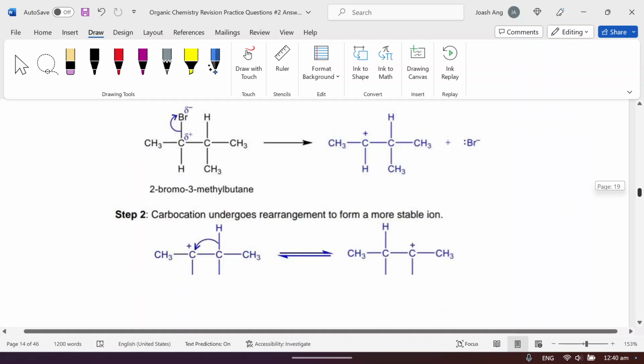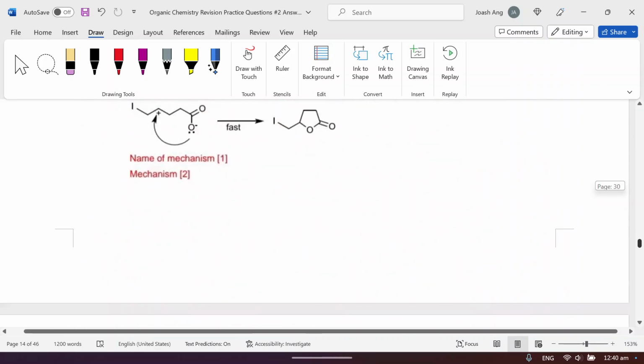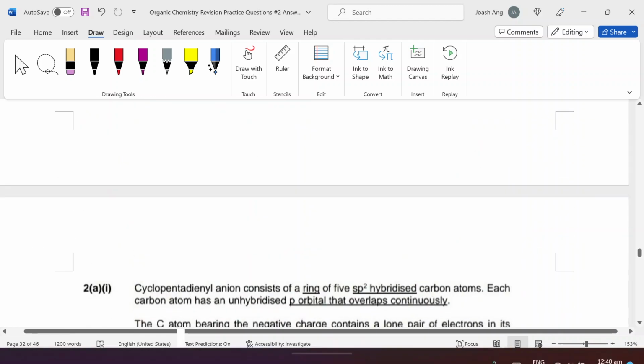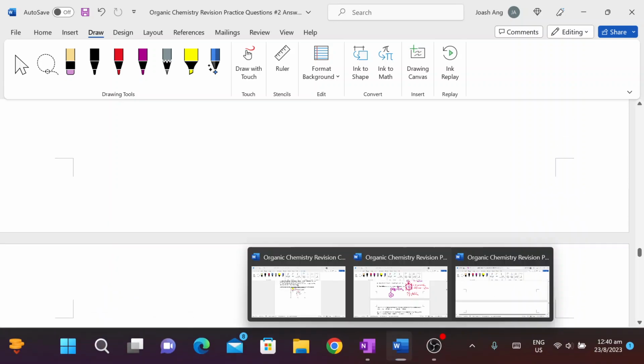Next up we'll look at the RI paper. The RI paper is somewhere all the way down. Because this is the answer sheet, I'll go back to the question paper.